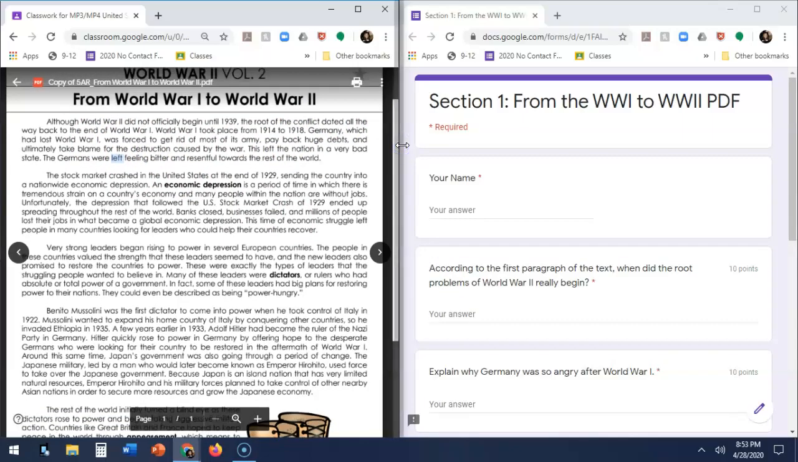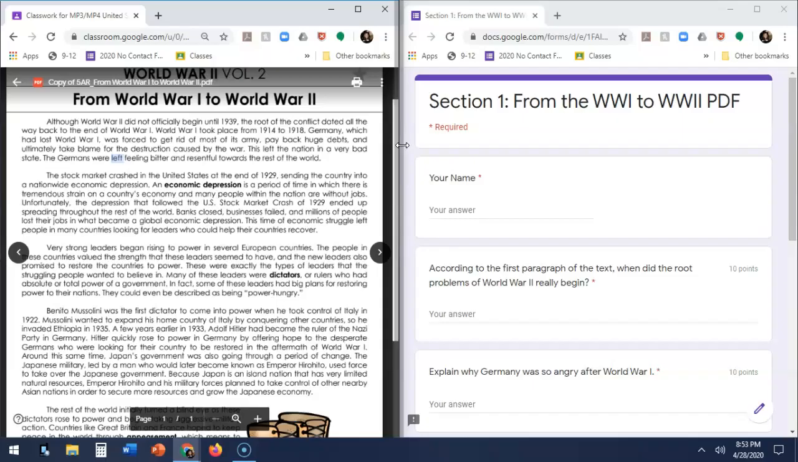Although World War II did not officially begin until 1939, the root of the conflict dated all the way back to the end of World War I. World War I took place from 1914 to 1918. Germany, which had lost World War I, was forced to get rid of most of its army, pay back huge debts, and ultimately take blame for the destruction caused by the war. This left the nation in a very bad state. The Germans were left feeling bitter and resentful toward the rest of the war.